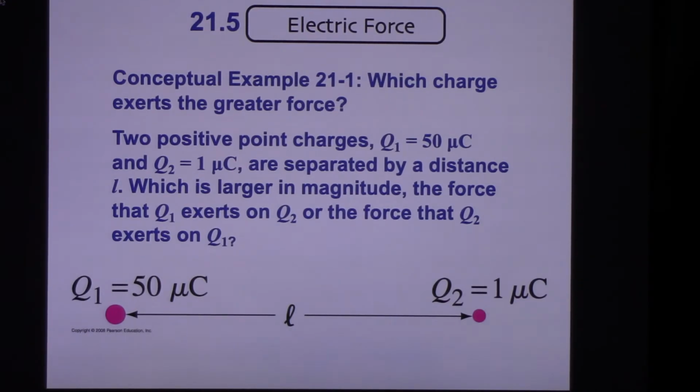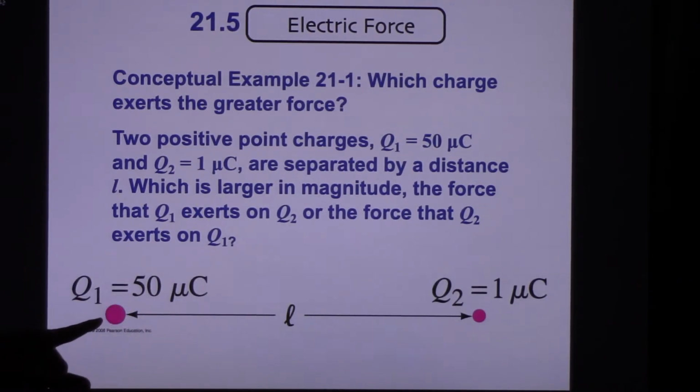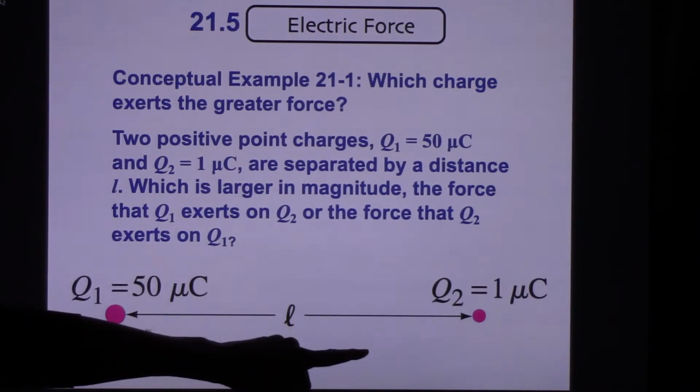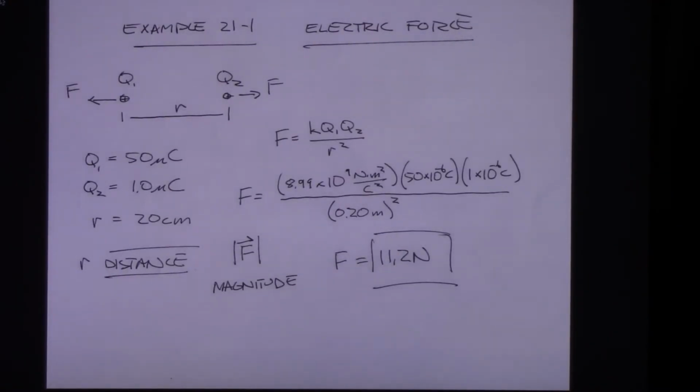Now, as a result of the presence of the charges, each one of these charges will experience a force. So charge 1 will be experiencing a force due to the presence of charge 2. Similarly for charge 2, that's going to experience a force due to the presence of charge 1. A lot of times I like to refer to this as an interaction. So I have two objects, they're both charged. There will be an electric interaction between the two, and that's going to result in each of them experiencing a force. So here's my write-up for this example 21.1.